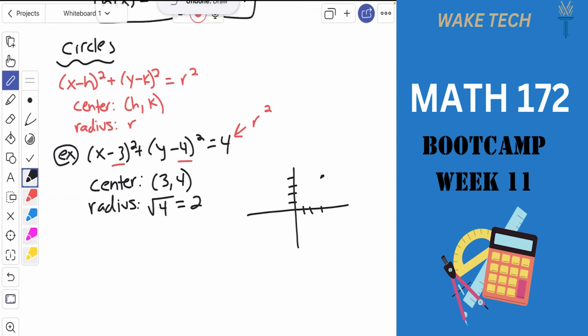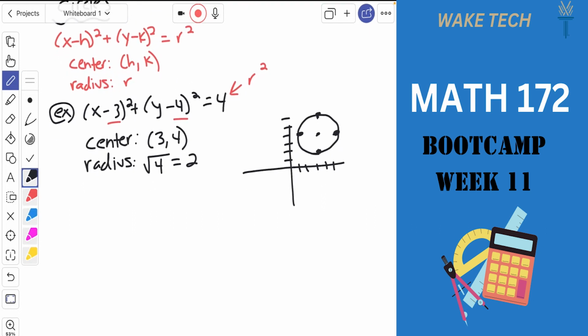So that means we could go left 2 units, right 2 units, up 2 units, and down 2 units. Connect the dots. I didn't really connect them all that well. Connect them as best I can with a little tip on this pen. But there's our circle. Questions about that one?